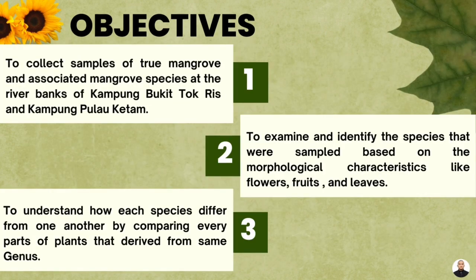Our first objective is to collect 2 samples from local areas for the lab session. The second objective is to examine and identify these samples based on their morphologies. The third is to understand how each species differs from one another.